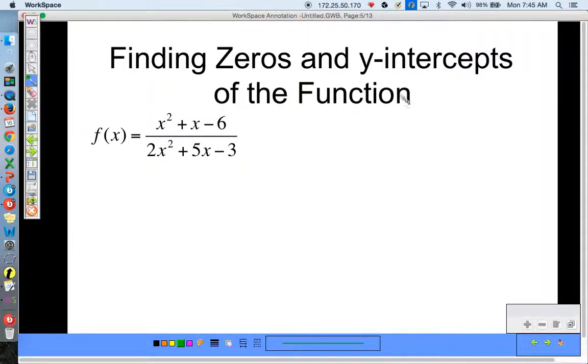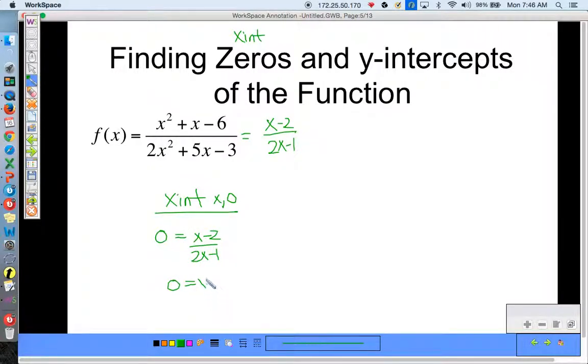Now the next thing we're going to do is find the zeros and the y-intercepts. Well, this is our same function, and we can use our reduced down form, x minus 2 over 2x minus 1. Our zeros, they're talking about our x-intercepts, which are of the form x comma 0. So we can replace our y with 0. It only equals 0 when there's a 0 in the numerator, so 0 equals x minus 2, so x equals 2. So we know there's a coordinate 2 comma 0 on our graph.